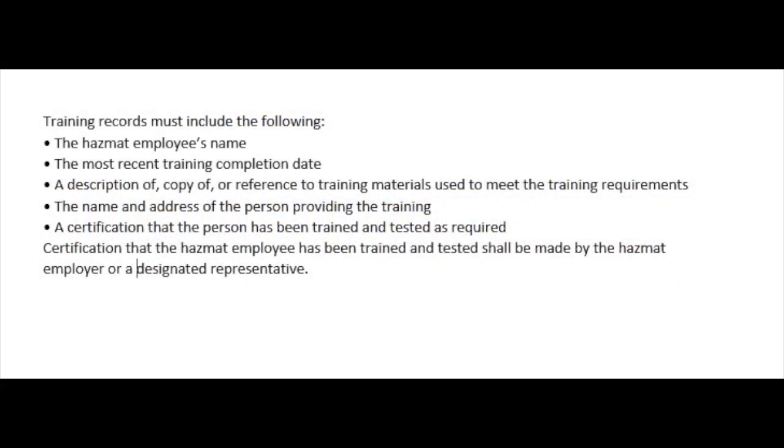The last thing is maintaining a record. You do want a record that someone has completed their hazmat training, and that should include a certificate with some specific requirements like the employee's name, most recent training completion date, a description, reference to how they were trained, what materials were used, name and address of the person providing the training, and a certificate that the person has been trained and tested as required.